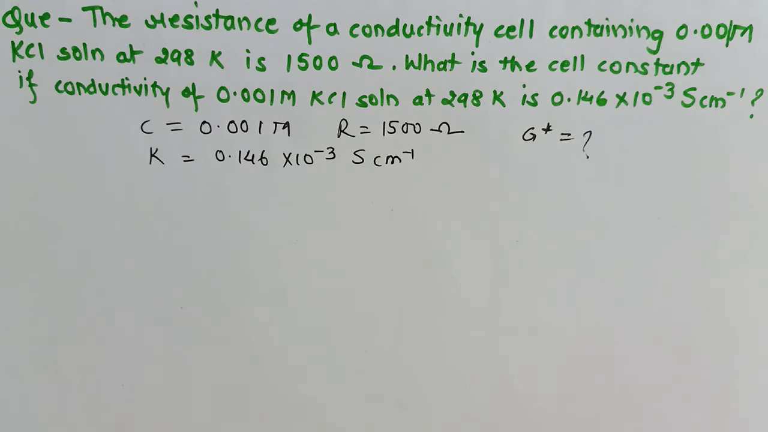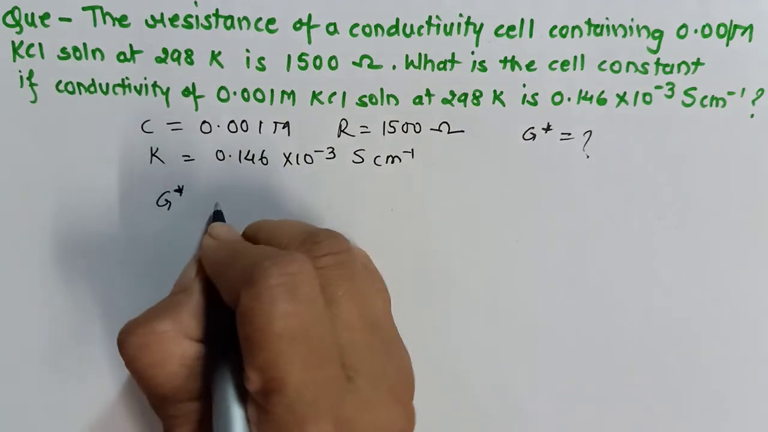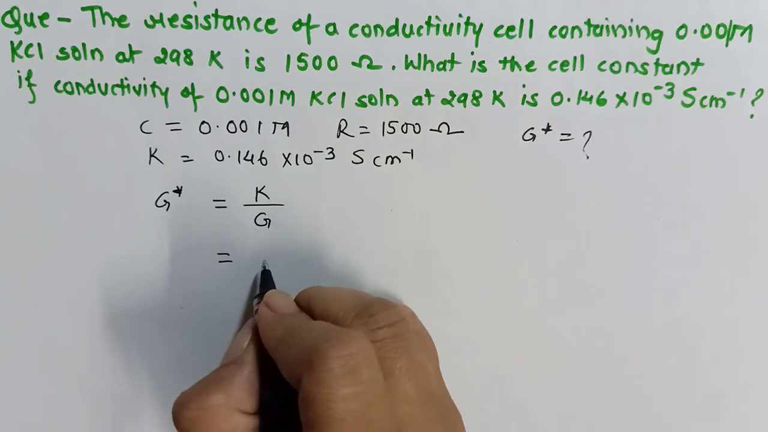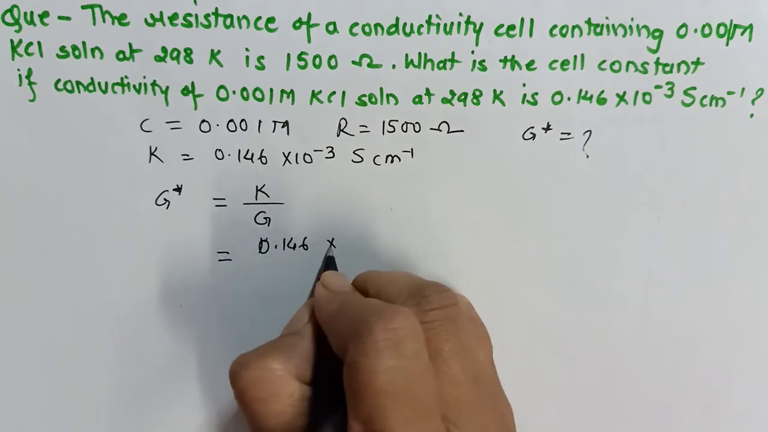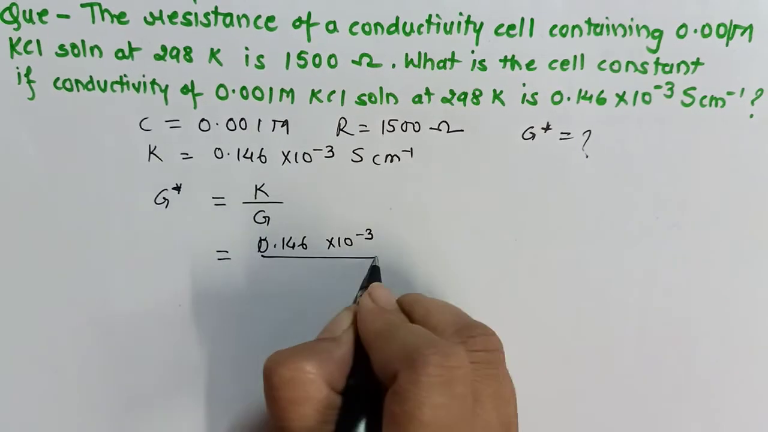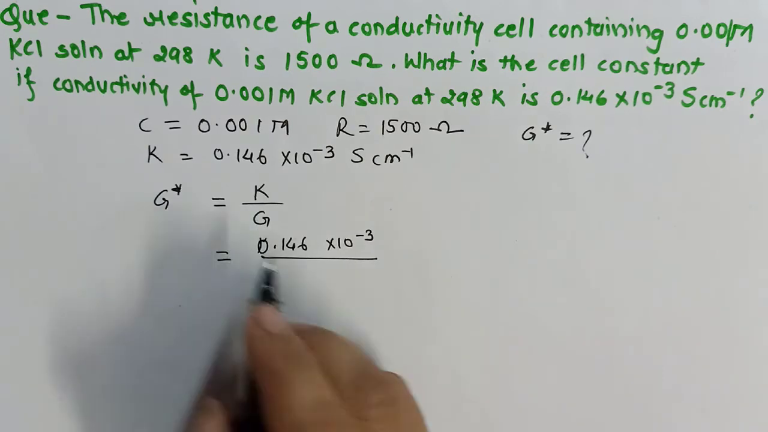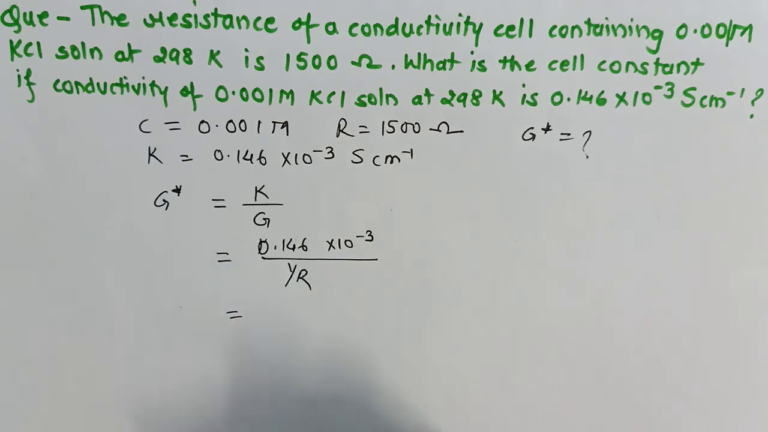So it's a very straightforward numerical. We are supposed to calculate the cell constant. So G star equals K upon G. Let us substitute the values. K is 0.146 into 10 to power minus 3. But we don't have the value of G. But we know G equals 1 by R, and therefore I can calculate it from there.